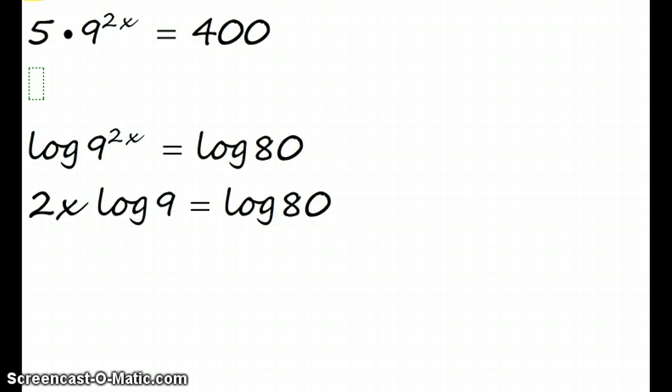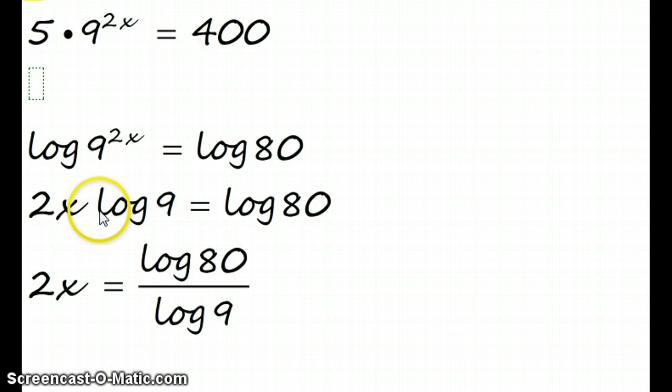Now, all you have to do to get the x by itself is divide both sides by this log of 9. Now remember, when you divide both sides by log of 9 and go to enter this in your calculator, you need to be very, very careful and make sure that you close these parentheses. If you don't, it's going to be taking the log of whatever 80 divided by 9 is, rather than the log of 80 and then the log of 9.